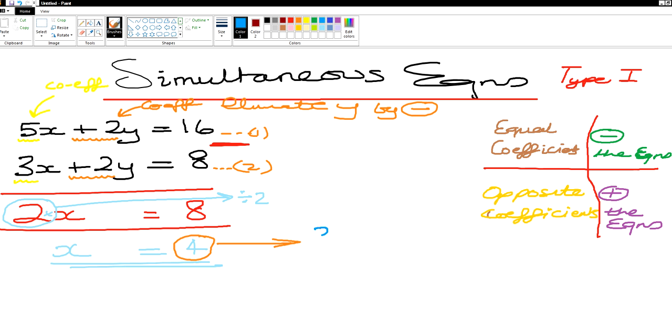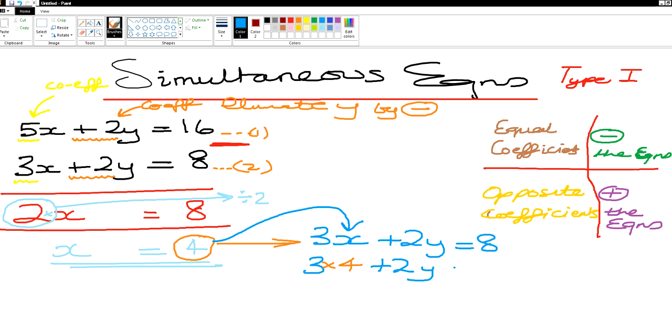Here we go. The second equation reads 3x plus 2y is equal to 8. What have we just worked out the value of? The x value. Where does that go in? Into there. So we have now 3, let's put that in as 3 times 4, plus 2y is equal to 8. I'm going to stop there for a bit and let you all catch up.